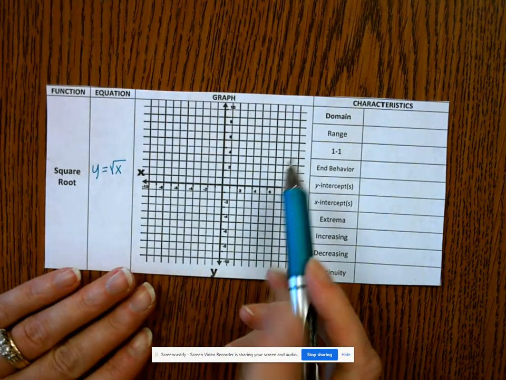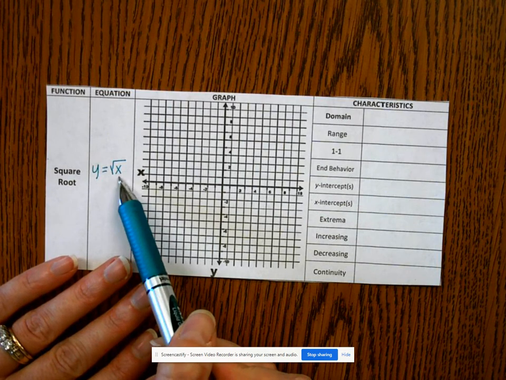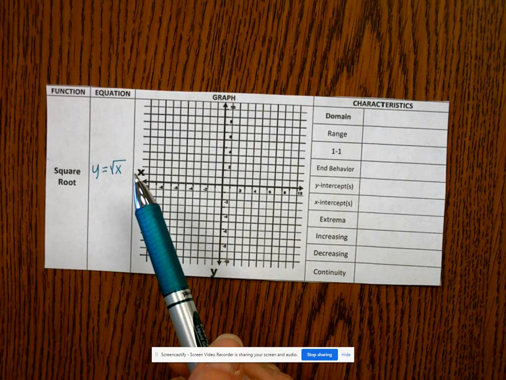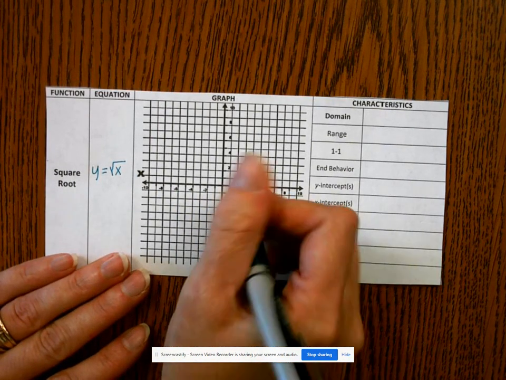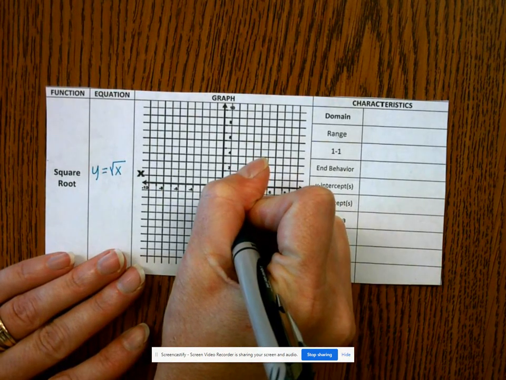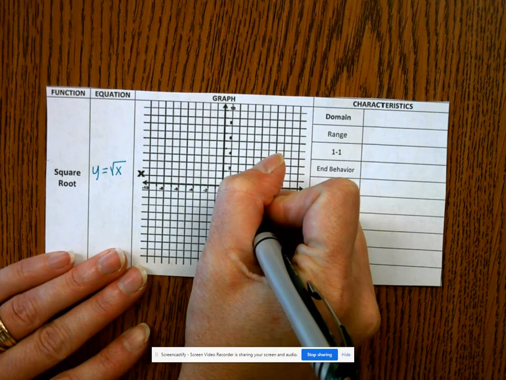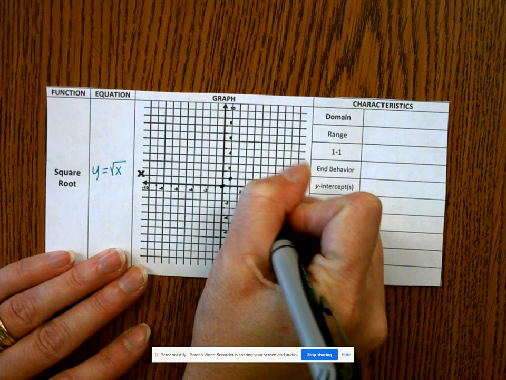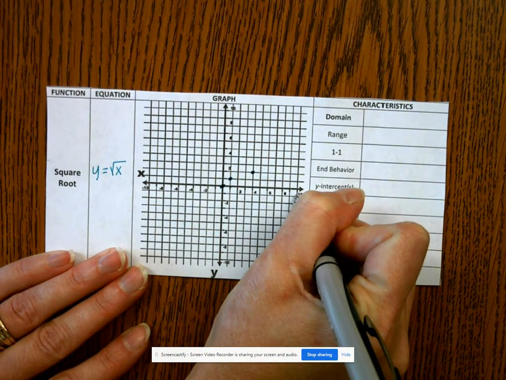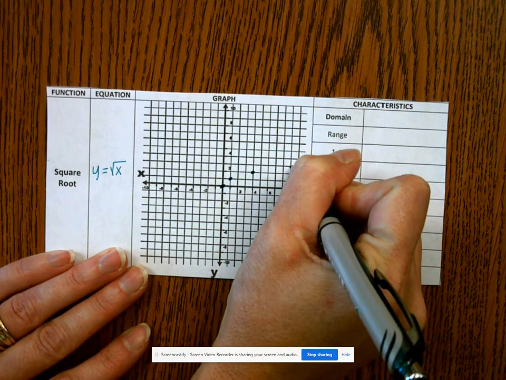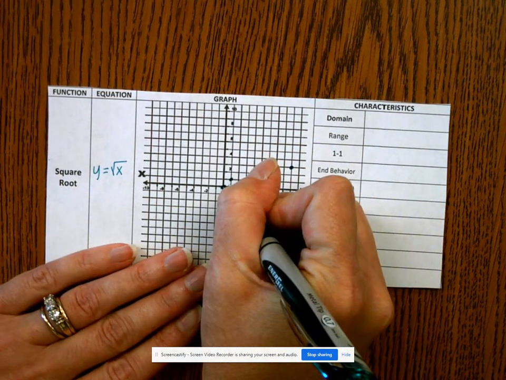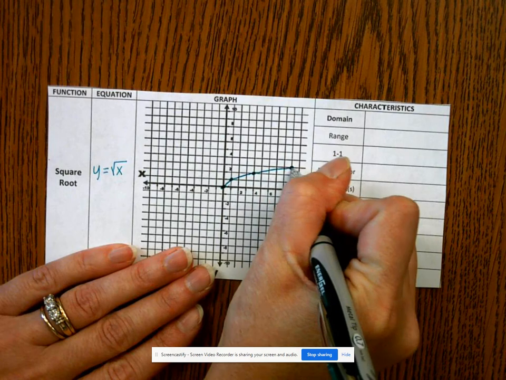If you think about making a t-table, if we tried to plug in negatives, we get imaginary answers because you can't take the square root of a negative without getting imaginary. So the first number we can use is 0. The square root of 0 is 0. Square root of 1 is 1. The square root of 2 is a decimal. The square root of 3 is a decimal. The square root of 4 is 2. The next one that's pretty is the square root of 9 is 3. So if you just have those points, then you know that it's going to make kind of like a swoosh.